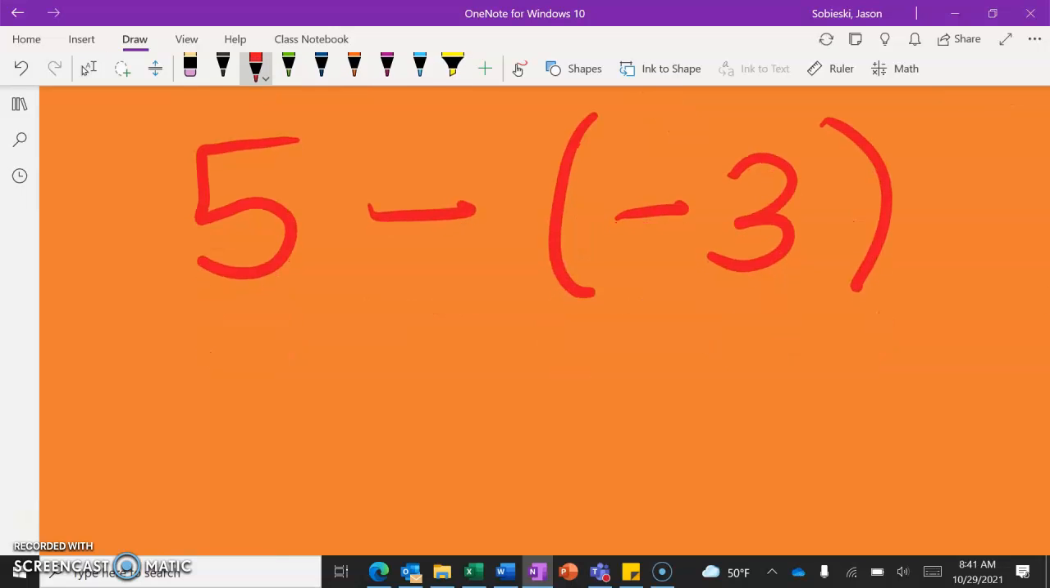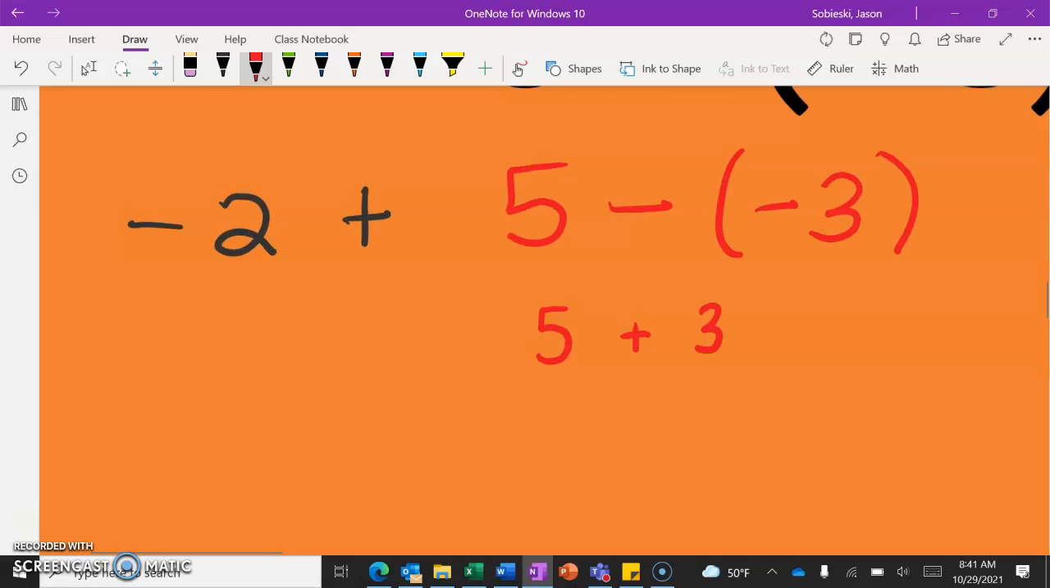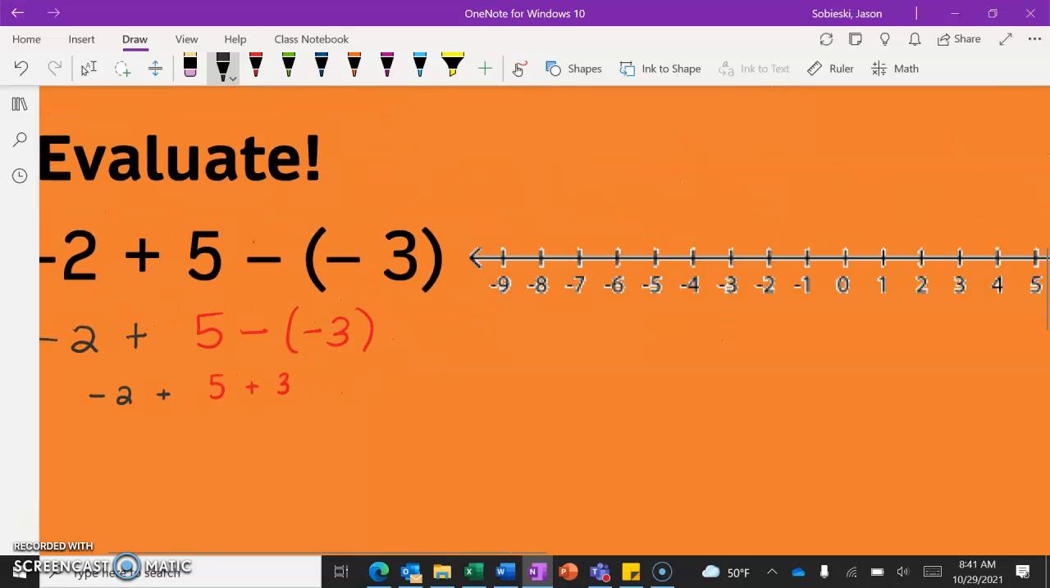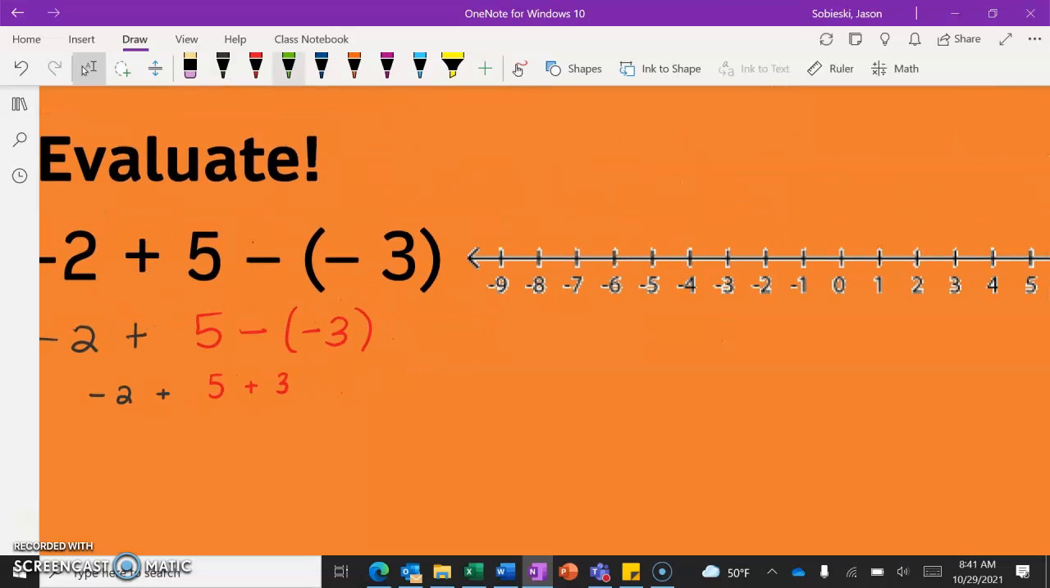I'm sorry, keep change opposite. So we are going to do keep change opposite. And then we're going to bring the -2 down because that hasn't changed. So now we have a problem strictly with addition, so we can head over to our number line.